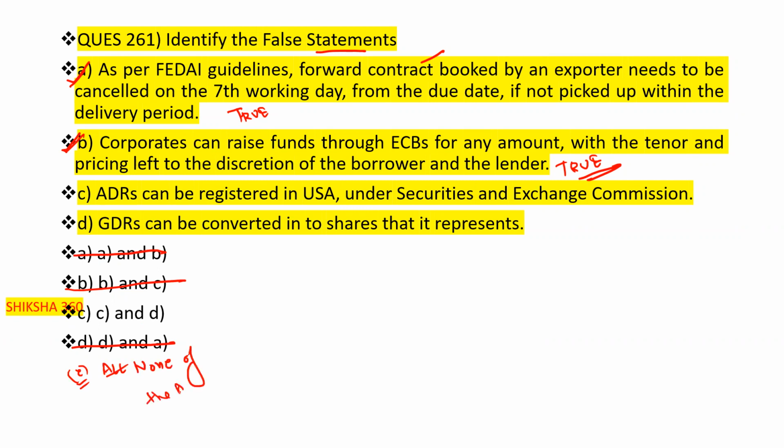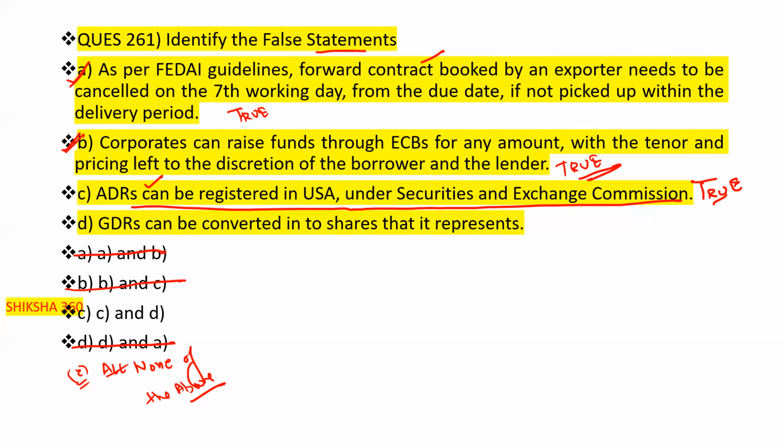So I will include one more option here. ADRs can be registered in USA under the Securities and Exchange Commission. Clear? It says 'can be', it may be, they cannot say that it is compulsory. So ADRs can be registered in USA under the Securities and Exchange Commission. So it is also true here. So they can be registered.